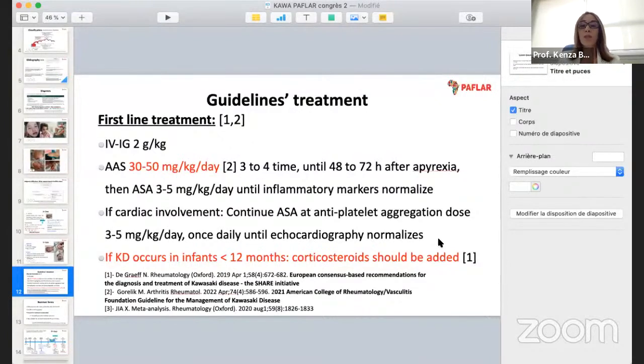Donc, vous avez vu que notre patiente a été traitée par corticothérapie. Oui, en effet, les corticoïdes sont fortement recommandés chez les nourrissons de moins de 12 mois, pour la simple raison que ces nourrissons vont faire des formes très inflammatoires de maladie de Kawasaki. Ils font beaucoup de formes incomplètes, ce qui va occasionner un retard dans le diagnostic, et ils sont vraiment l'apanage d'anévrismes coronaires.